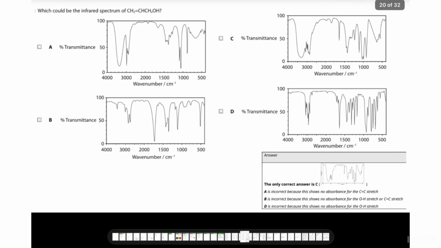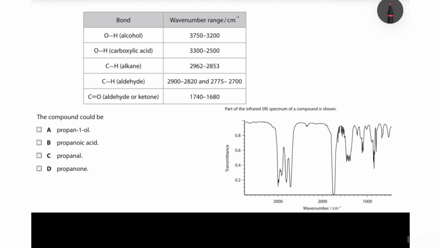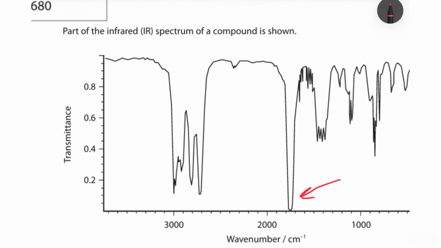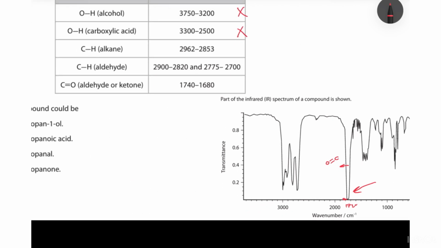Let's jump to the next one. All right, we have no broadband. It's not alcohol. It's not carboxylic acid. We can see that we have a peak at 1700, 1700 and something like that. So definitely this one here is C double bond O, and we can see that it has a strong absorption, a strong intensity. It touches the x-axis.